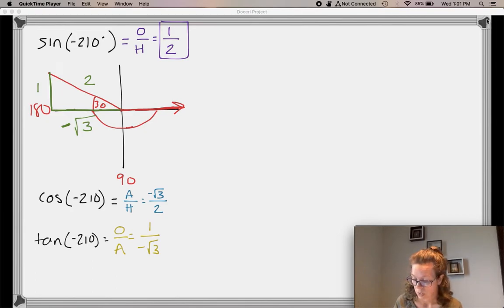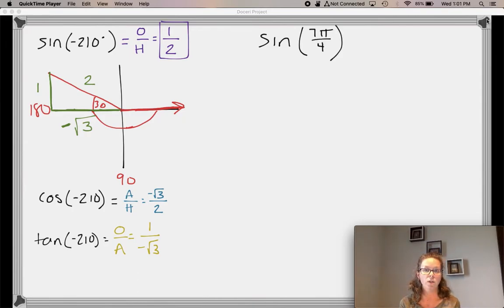All right, let's look at another example. This time we'll look at a radian problem. Let's say we want to find the sine of 7 pi over 4. 7 pi over 4. Okay, so we're going to start by graphing it.